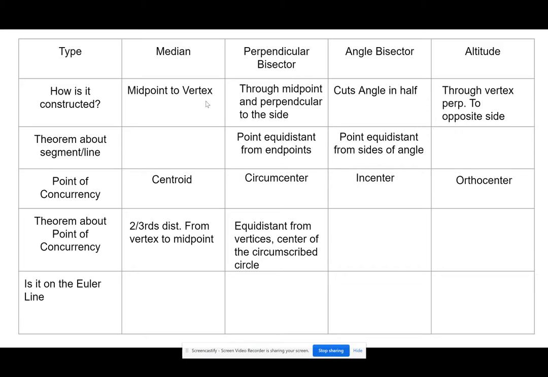The angle bisector, remember, is equidistant from the sides of the angle, which is also the sides of the triangle. And so the incenter is equidistant from the sides. It's also the center of the inscribed circle, which is the biggest circle possible inside the triangle that rests up against the three sides. And then finally, the altitude has no theorem about it.